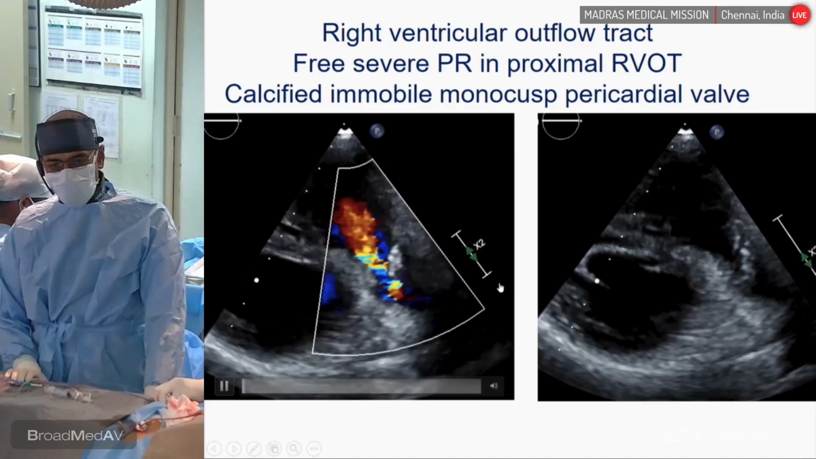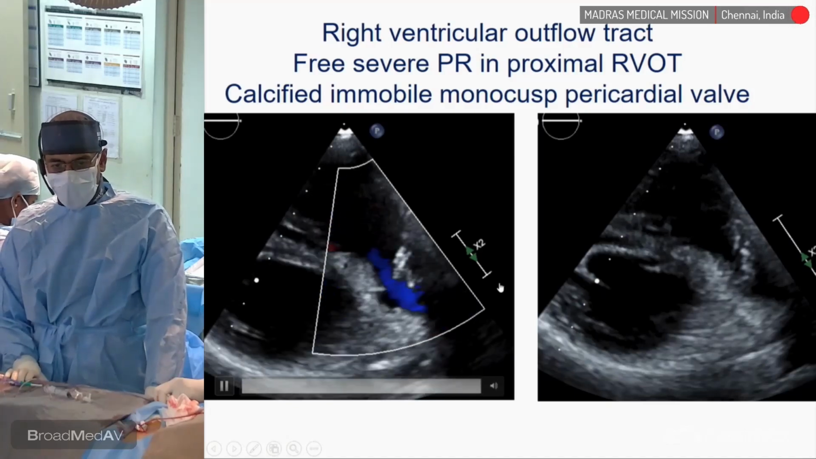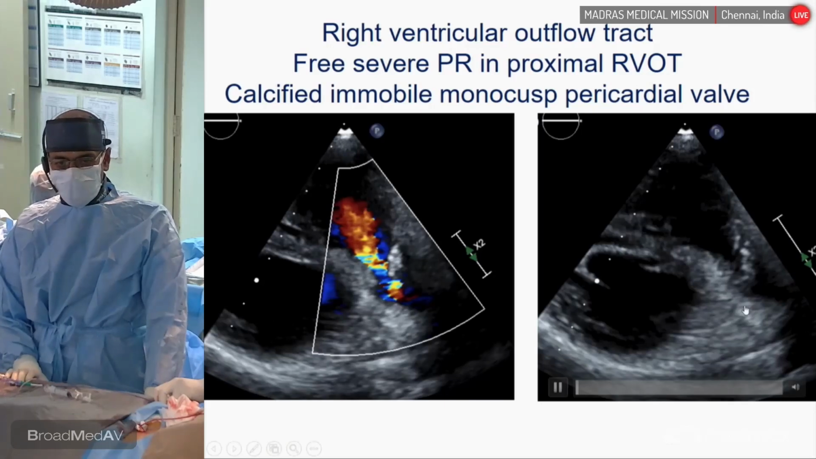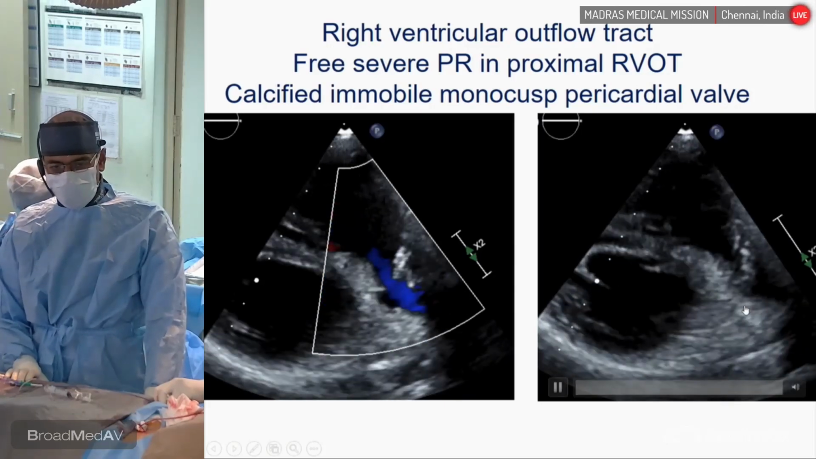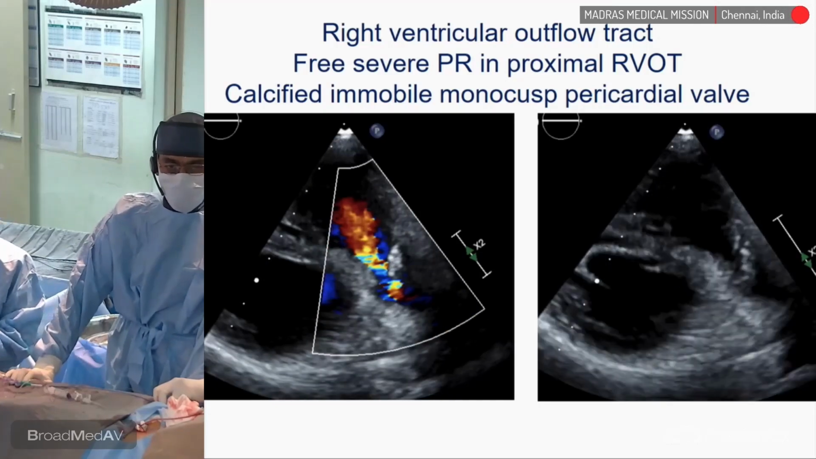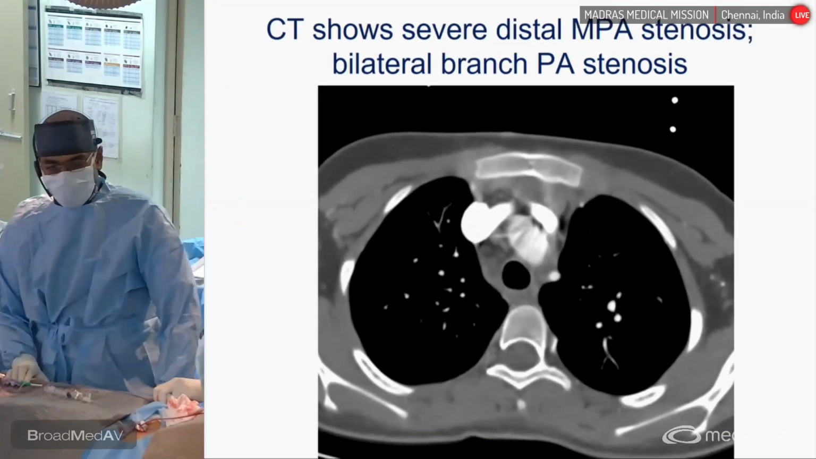This is a parasternal long axis view, and this parasternal long axis view shows the right ventricular outflow tract is showing calcium in certain areas, and there is a free pulmonary regurgitation.